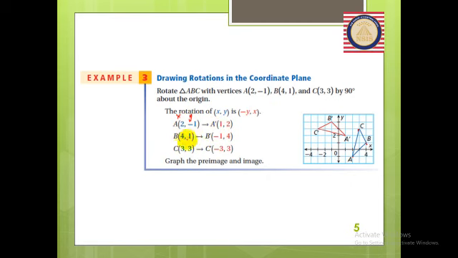Let's see B. Negative y, which is negative 1, and x, which is 4. For C, negative y is negative 3, and x is 3. So I get the points by my transformation. The rule of rotation by 90 degrees about the origin is negative y and x. After I get the points, I plot them on the coordinate plane and connect them, graphing the pre-image and the image. That's an easy one. Let's continue.